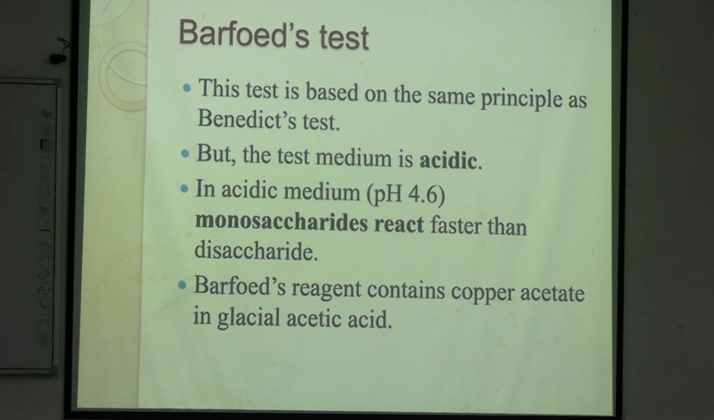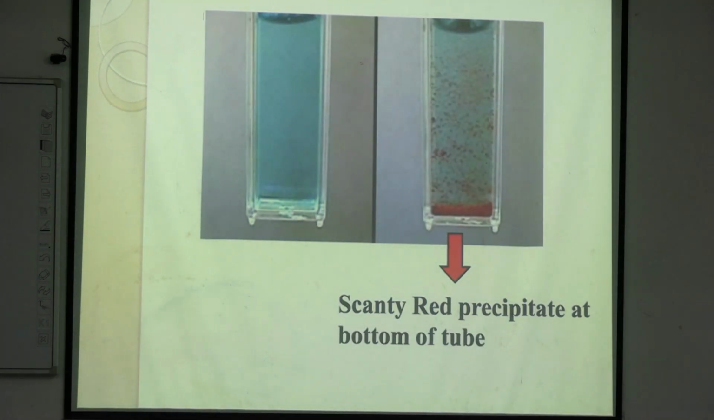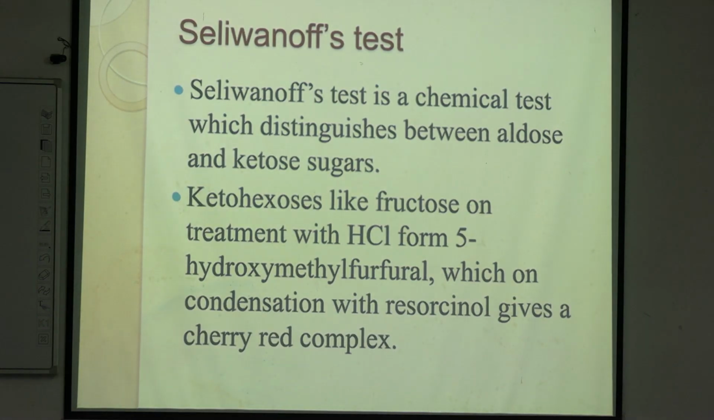Now, here monosaccharides react faster than disaccharides. That is how we can easily differentiate, or we can easily separate monosaccharides from disaccharides. So, you just write the name of the test and what is the main use of that test. Now, this is how it looks in Barfoed's positive. Okay. Next comes Seliwanoff's test.